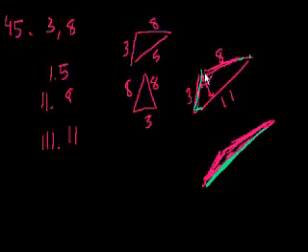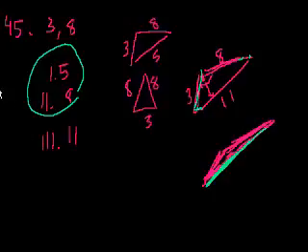The only way to get 11 is if you completely flatten out this triangle, at which point it's not a triangle anymore. It'll be a line. So it can't be choice 3. So the only possibilities, they say which of the following can be the length of the third side. So it's only choices 1 and 2, and that is choice C. Next problem.